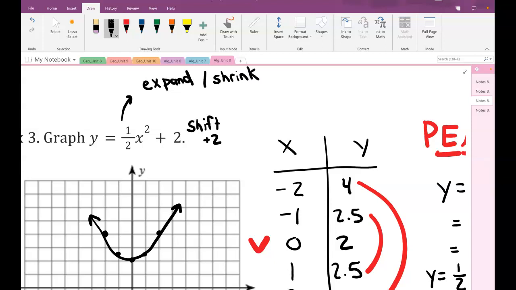If this number, it's our A value, is less than 1, we're expanding. So our U is getting wider. If your A value is greater than 1, it's getting narrower. If you even look at your homework from Friday, you can see how some of them are wide, some are narrow. It's all dependent on whatever number is out in front.